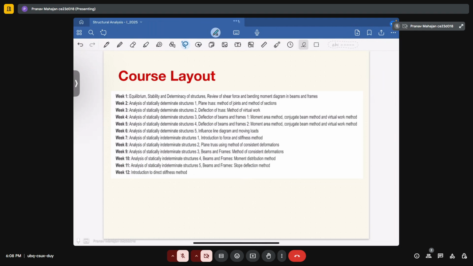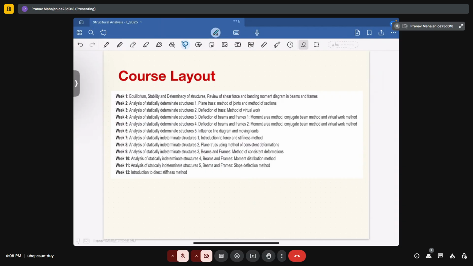After that, we have moved to statically indeterminate structures, and in that we started with the force method, or you can say the flexibility method, and the stiffness method, or you can say the displacement method. First we differentiated between them, and further, the same problems which we solved earlier, that is trusses, beams, and frames. Now, when they are indeterminate in nature, what kind of method should you adopt to solve that problem?